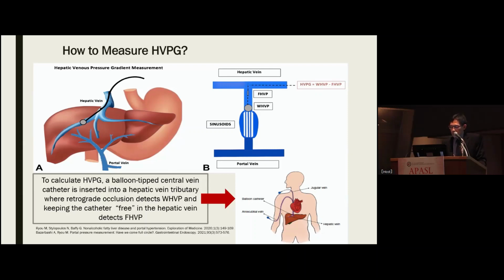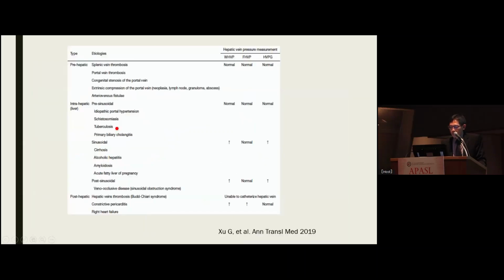However, this is still considered an indirect measurement because sometimes it doesn't really correlate with the liver condition. As we can see here, this study looked at how the hepatic vein pressure measurement can be normal even in several conditions, such as splenic vein thrombosis, portal vein thrombosis, congenital stenosis of the portal vein, and other things.